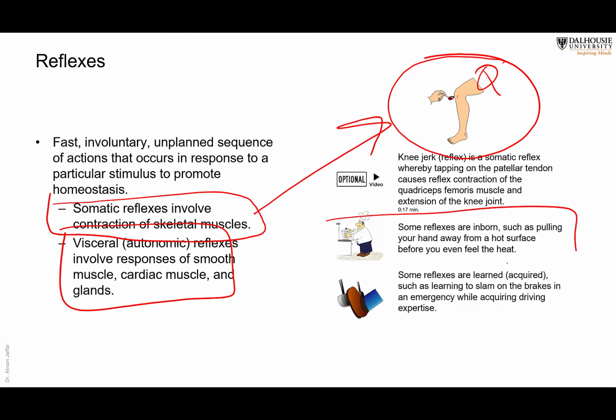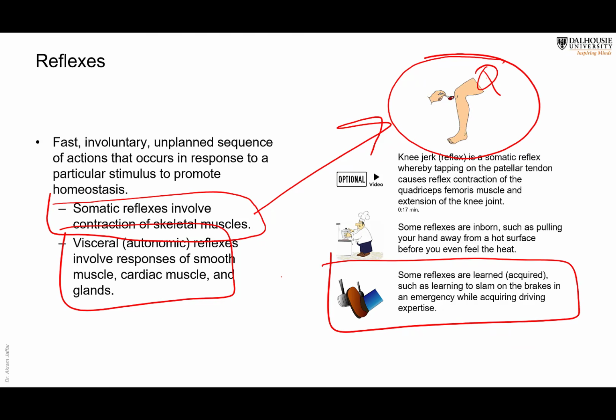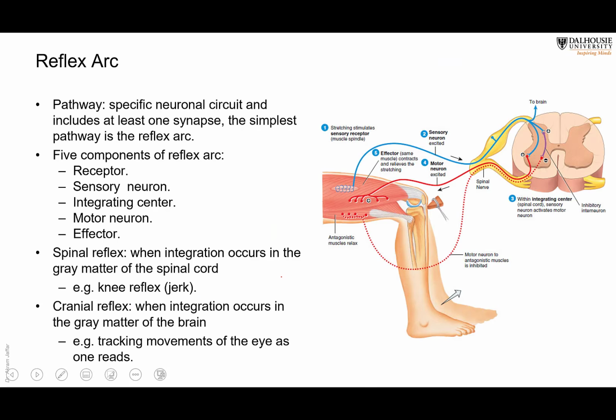Some reflexes we are inborn with. For example, when you touch a hot surface, you will move your hand away from it even before you feel that it's hot. You probably will feel the hot surface after 1 or 2 milliseconds maybe, but this is an inborn reflex. And some of the reflexes we learn. They are acquired reflexes. Like whenever there is a danger, you're going to slam the brakes of the car. This is to give you an idea about the reflex arc. I will come back to this reflex arc when we deal with the sensory receptors, just to give you a brief idea at the moment.